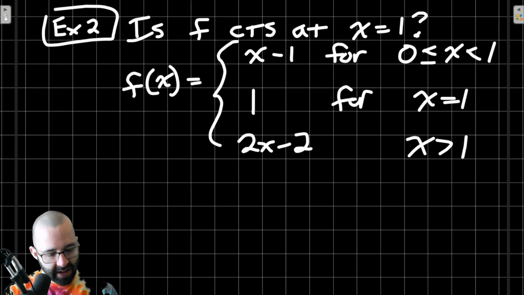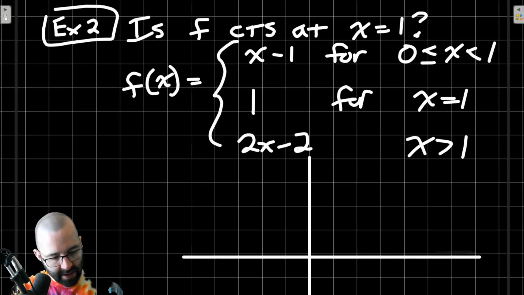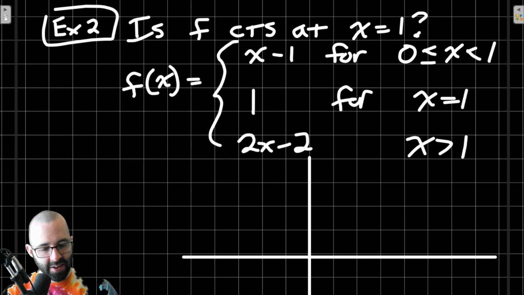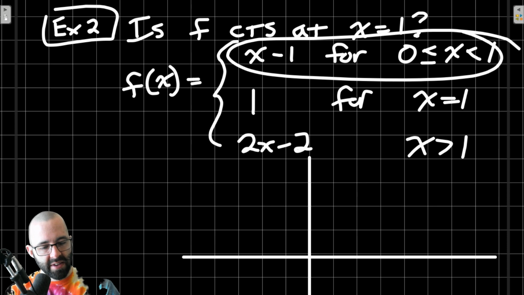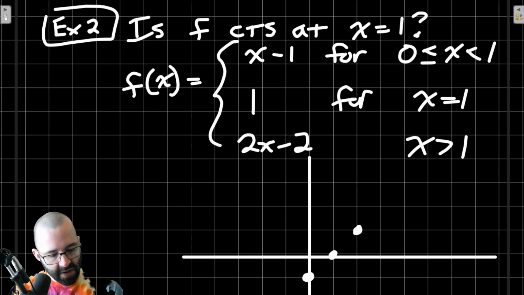So let's get graphing. All right, so we're going to go over here. When x is between 0 and 1, we're on this line. This is the line with slope 1. It's 1x, and y-intercept negative 1. So it has slope 1, so this line kind of looks like this.